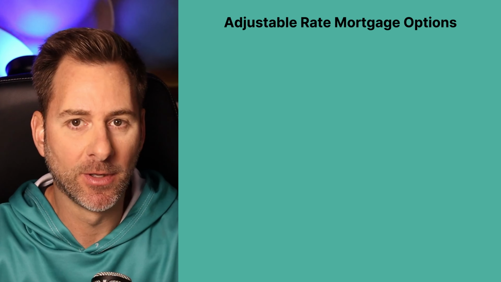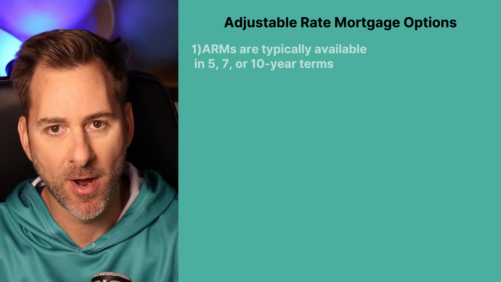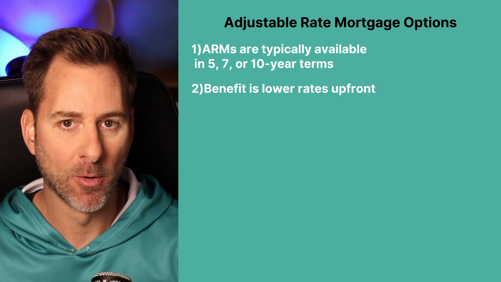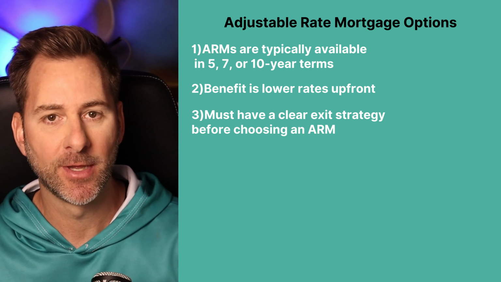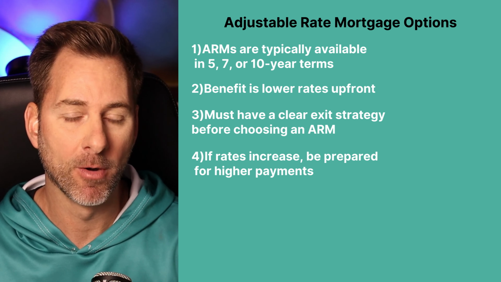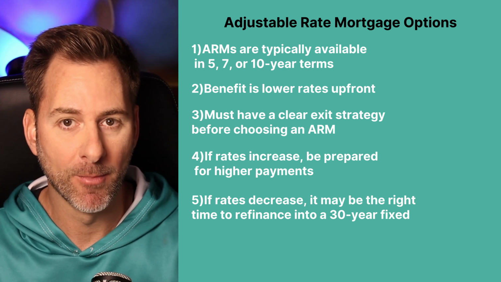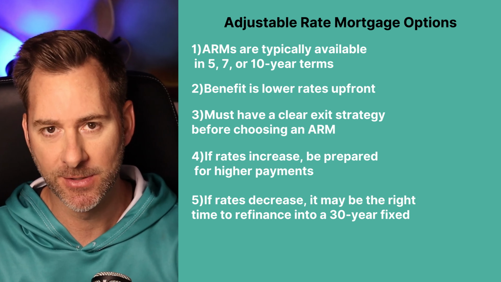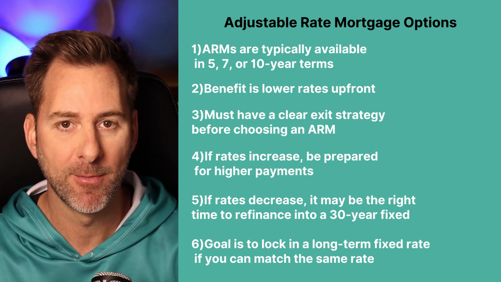And if you are utilizing an adjustable rate mortgage product, typically 5, 7, or 10 years, again, you're taking advantage of lower rates up front, but you want to make sure that you have an exit strategy, because if rates do increase, or more importantly, you're in an adjustable rate mortgage when rates decrease, that may be a time to have a conversation to move into that 30-year fixed if you can get the same rate for the long term.